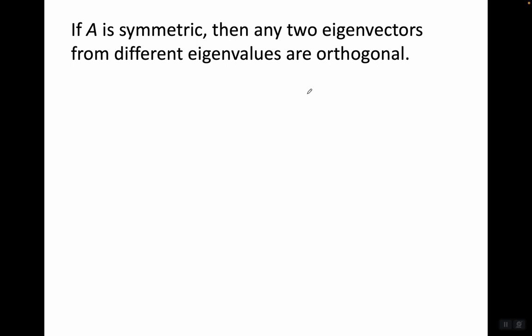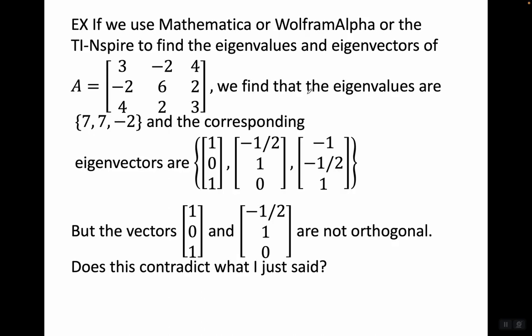Here's why we're talking about this. If A is symmetric, then any two eigenvectors from different eigenvalues are orthogonal. For example, if we use Mathematica or Wolfram Alpha or the TI Inspire to find the eigenvalues and eigenvectors of this matrix, which is symmetric, we find that the eigenvalues are 7, 7, -2, and the corresponding eigenvectors are these. But the vectors 1, 0, 1 and -1/2, 1, 0 are not orthogonal.